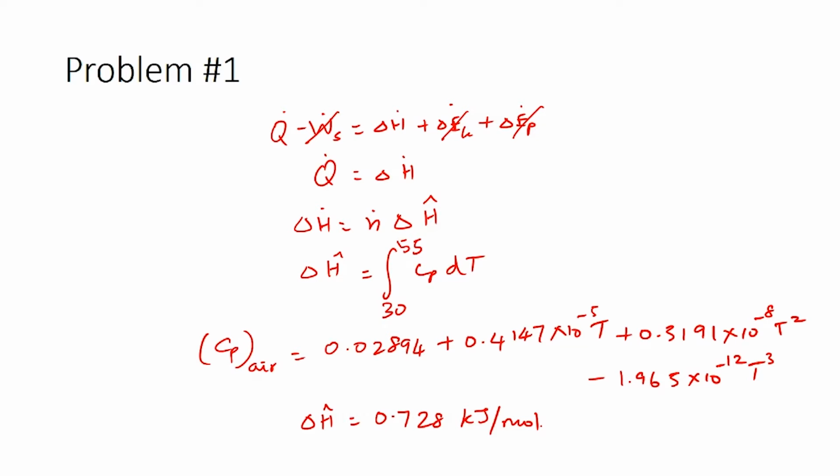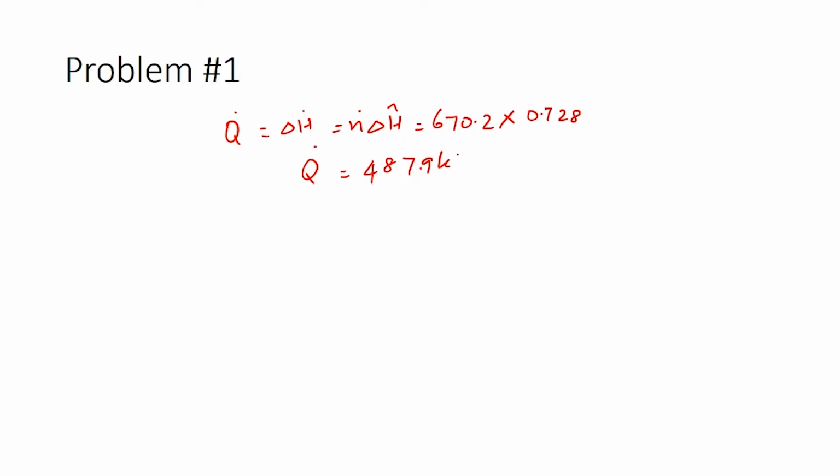So, we now have delta H cap. So, we can calculate Q dot, which is equal to delta H dot, as N dot times delta H cap, which is 670.2 times 0.728. So, this gives Q dot as 487.9 kilowatts. So, 487.9 kilowatts is required for heating air from 30 degrees Celsius to 55 degrees Celsius.